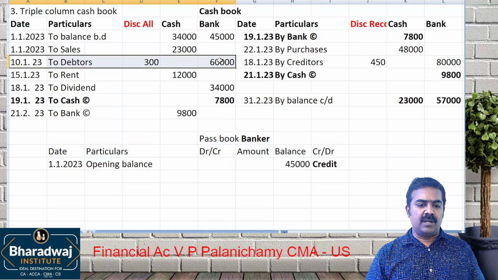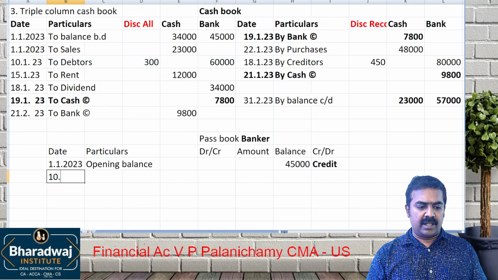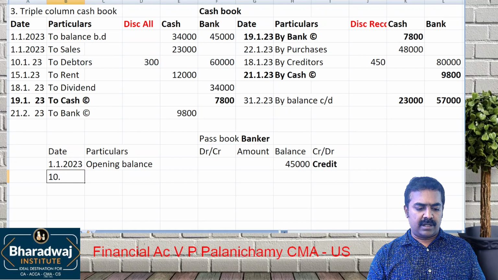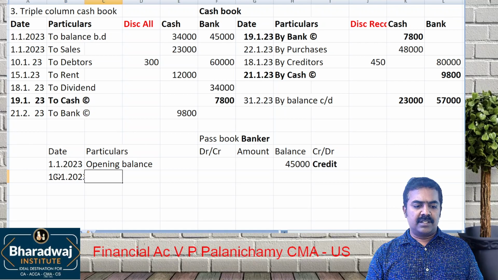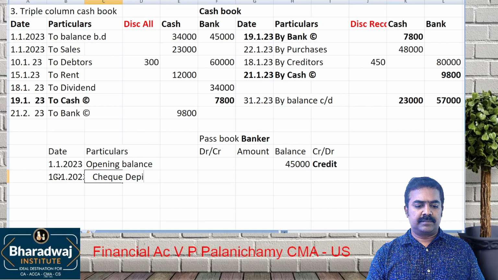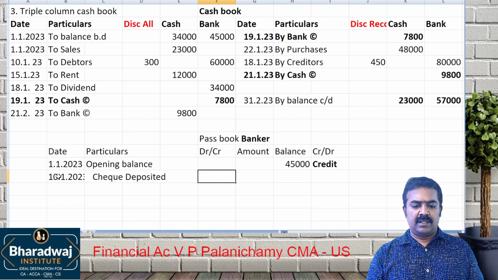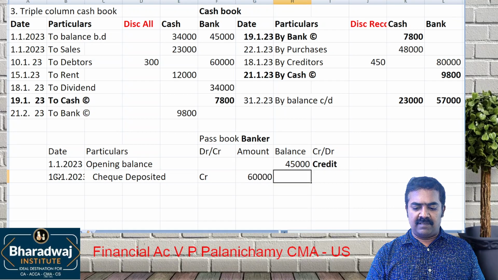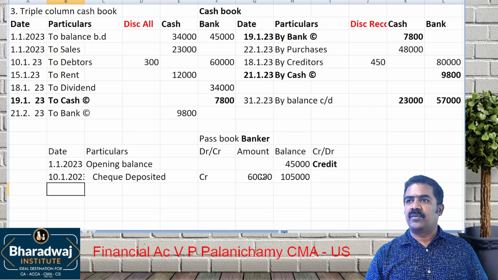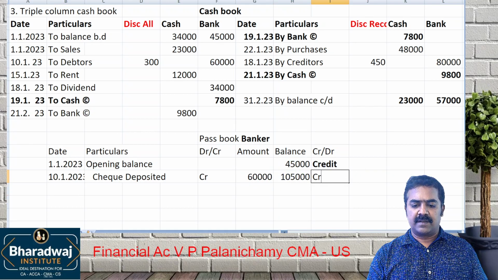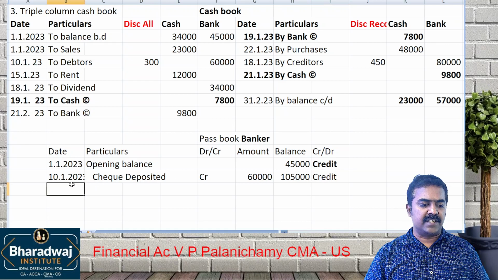Then again, any deposit made? Yes. 10/1/2023. Okay. Cheque deposited. Credit amount. Credit amount how much? 60,000. Then they will add 45,000 plus 60,000. Totally it becomes what? 1,05,000. It's a which balance? Credit balance. Like this, you can see the bank statement also.